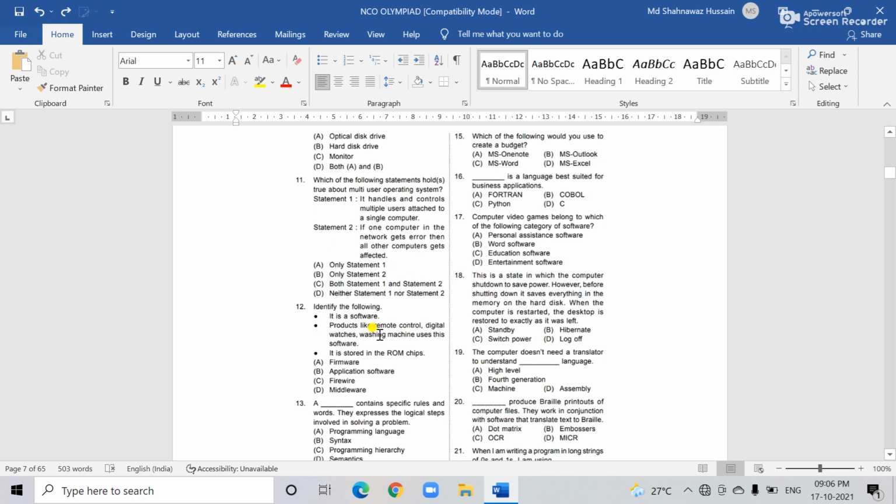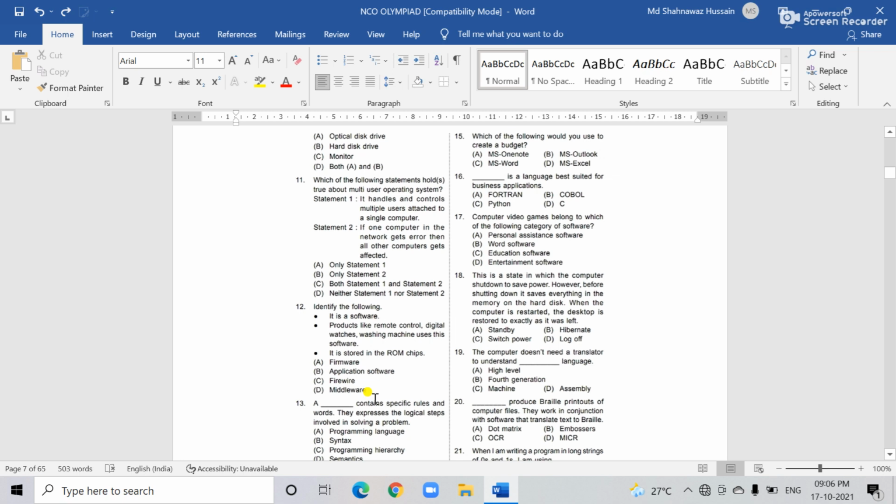And the next is question number 12. Identify the following. The options are there, four options and three points. It is the software: identify the one that produces things like the remote control, digital watch, washing machines. It is stored in ROM chips. And the options are firmware, application software, freeware, and middleware.